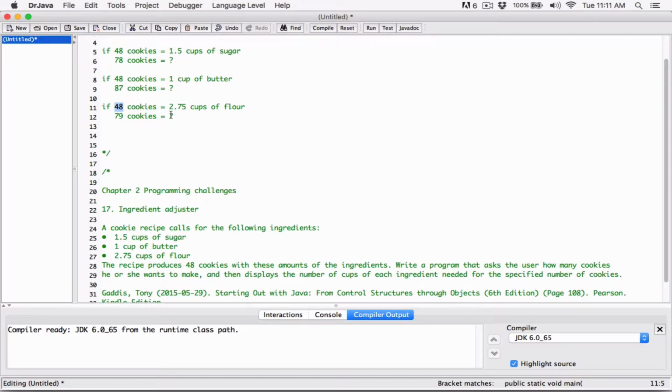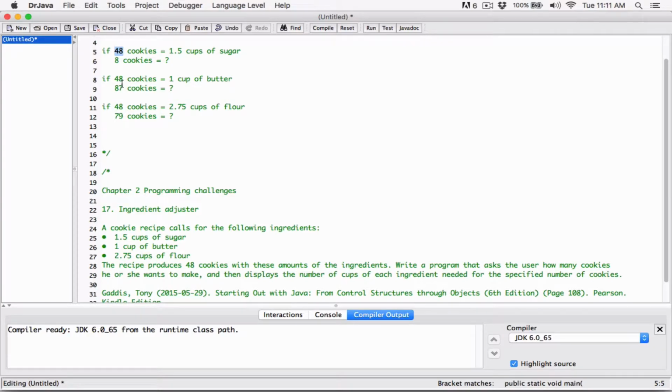But one more thing. Notice that at any time we are always dividing by 48 and multiplying by whatever number is here. So for this one, for example, 78 cookies is going to give us more. And if more, less divides. And it's going to be 78 divided by 48 times 1.5. If this was, let's say, 8, if 48 cookies is equivalent to 1.5, 8 is going to give us less. And if less, more divides. So at any time, we are always dividing by 48 and multiplying by 1.5.